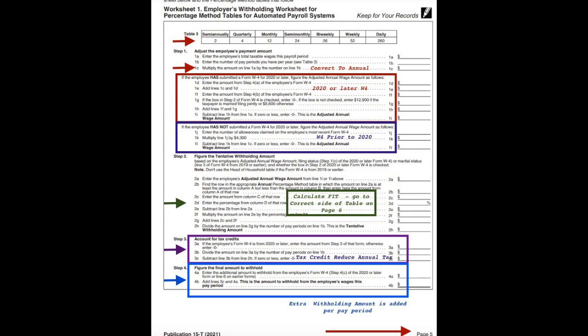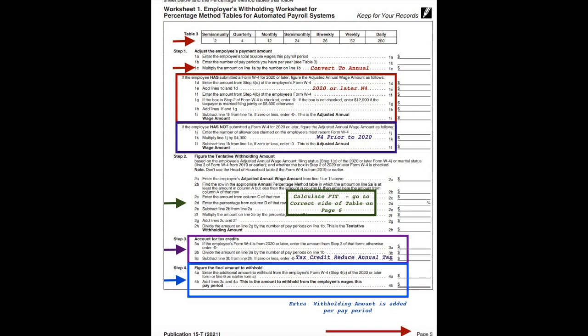The right side of the table is for the situation where the employee has checked off the box on step 2 of the W4. And if the box is unchecked, then the employer will use the left side of the table. So that's the difference. But you will see that in detail when we do the example.